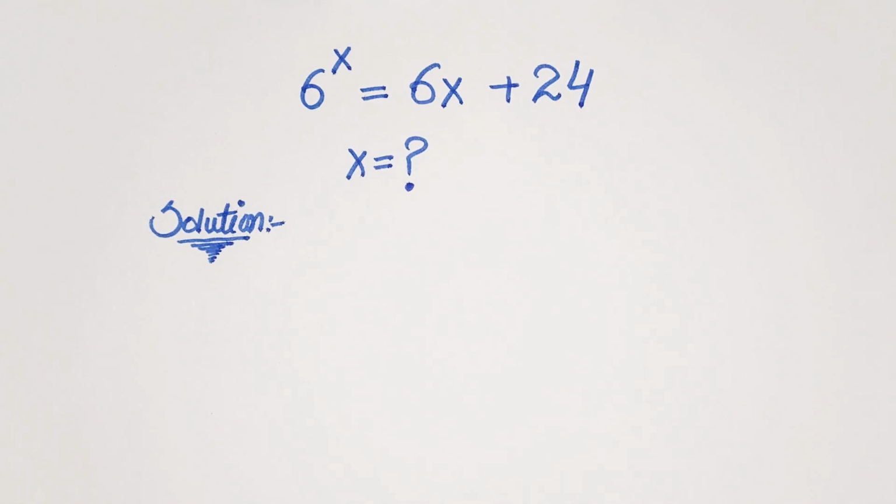So today we have a nice exponential question, which is 6 to the power x is equal to 6 times x plus 24. So we have to find the value of x here. Now we are going to start our solution here.